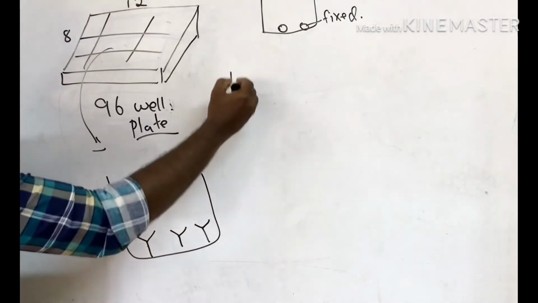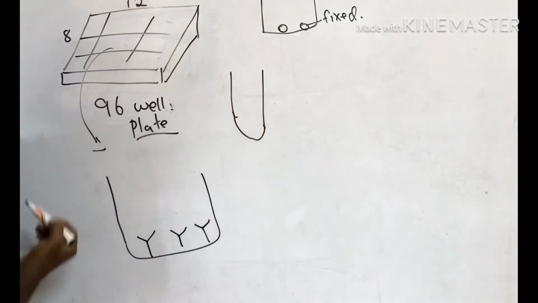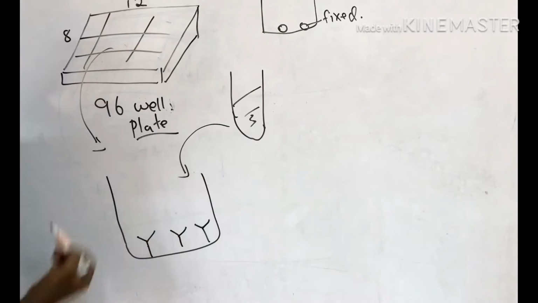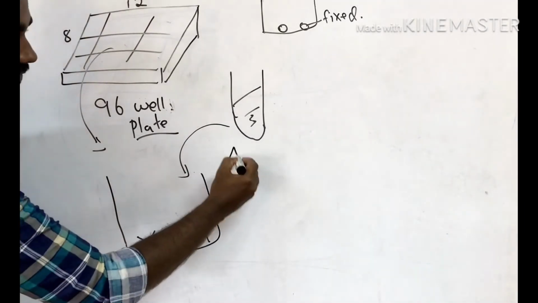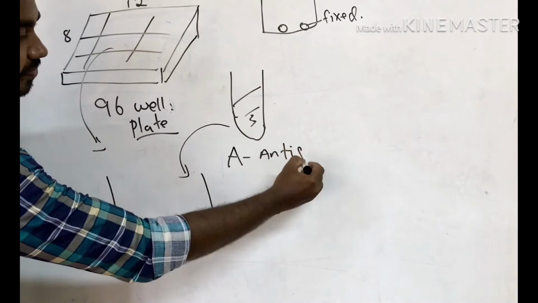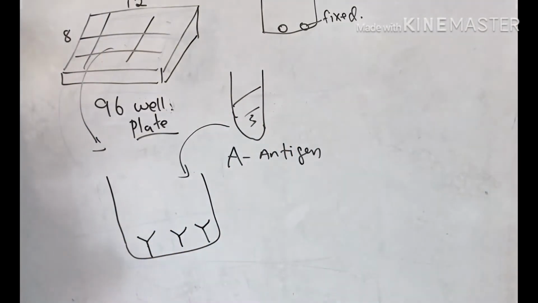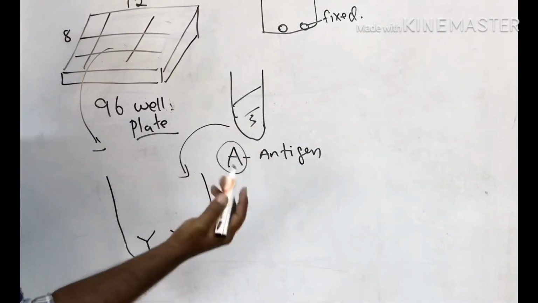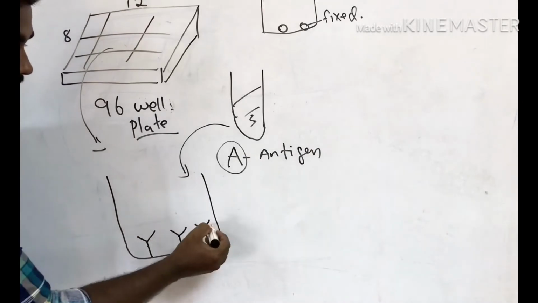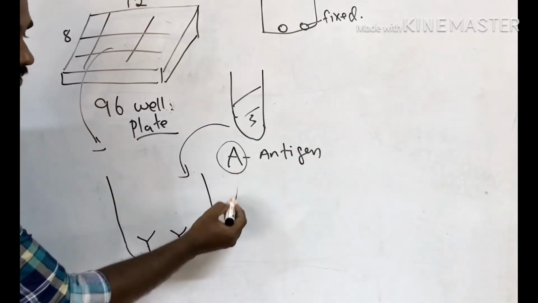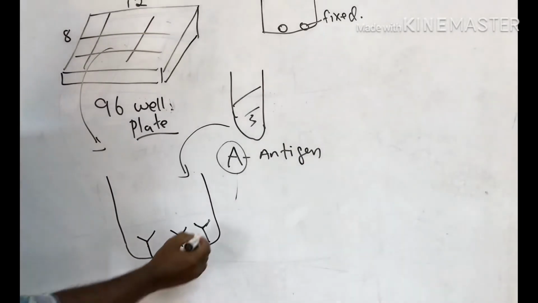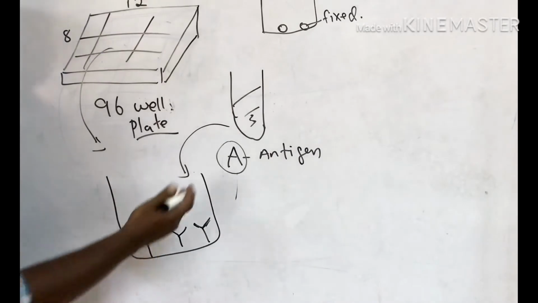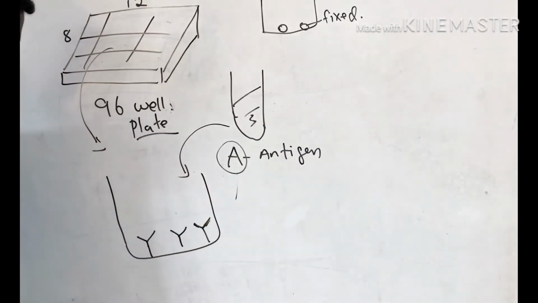Now, for example, you have the blood sample, you take the serum out, and you add it here. If you have A antigen in this sample, we want to know whether this A antigen is present in this sample or not. These antibodies are very specific to this A antigen, so these antibodies can easily attach to these A antigens. There are several epitopes in each antigen.